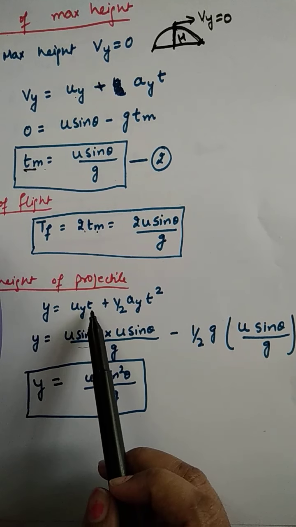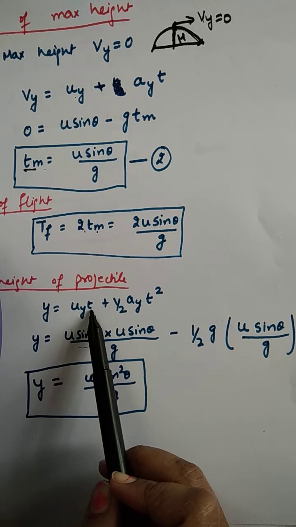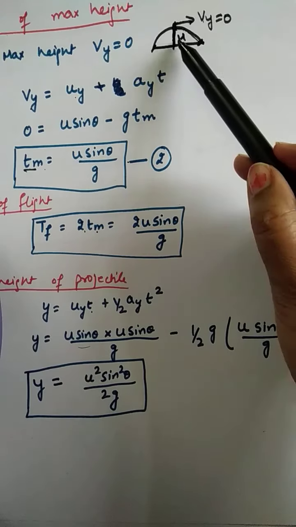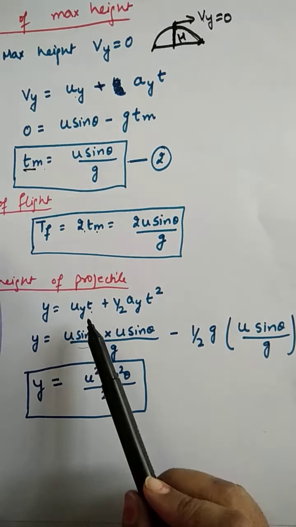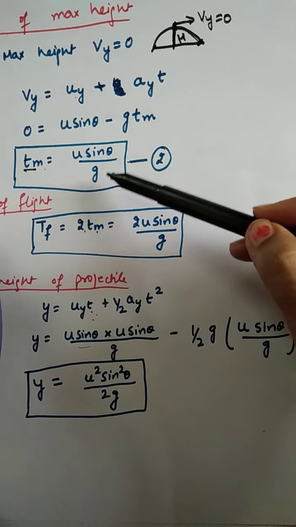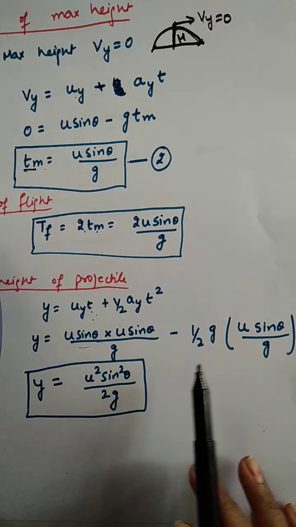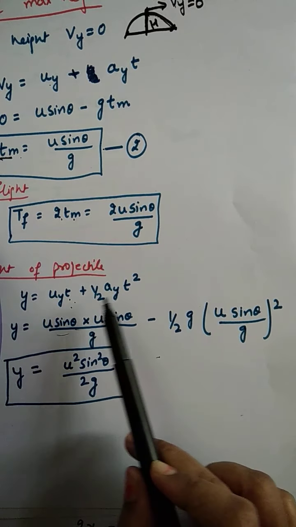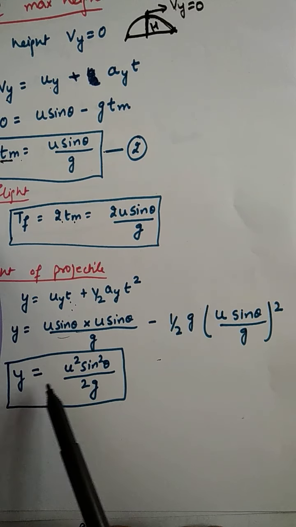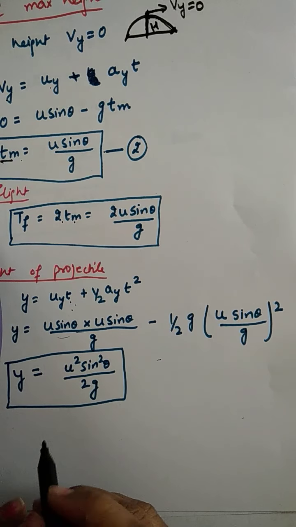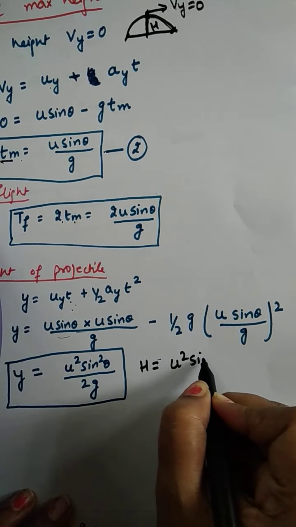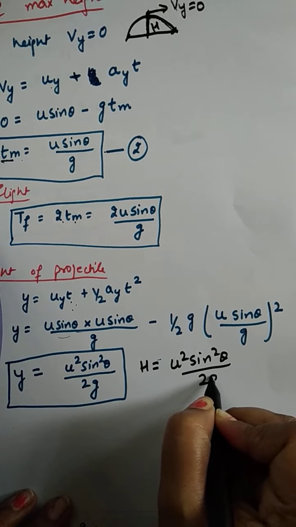Fill the value. This time the value of t I will use from the time taken to reach the maximum height. Remember we are calculating maximum height. So value of t would be the time taken to reach maximum height, that is u sin theta divided by g. When you fill this value for time here and here, you will get the final answer for maximum height as u square sin square theta upon 2g. This expression you can also write as h is equal to u square sin square theta upon 2g.